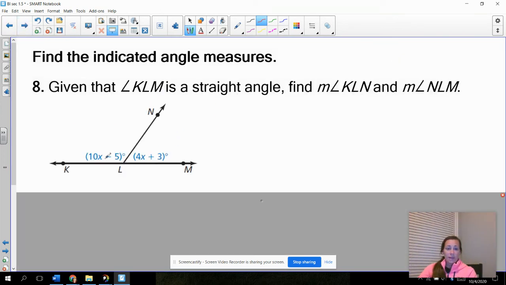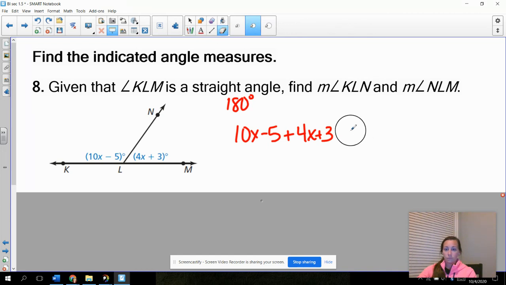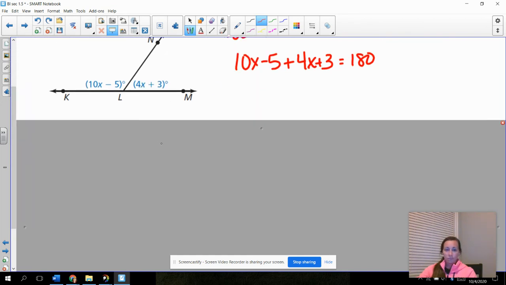Okay, this is the same idea. This time they don't say that the measure of something is a specific number like 145, but it tells you it's a straight angle, and we know straight angles are 180. So this equation would say 10x minus 5, and I would add that to the other angle, which is 4x plus 3, and that has to equal the whole thing, which is 180. Not sure where that little black thing came from, so I erased it. All right, and then for this example, then you could finish solving that out.